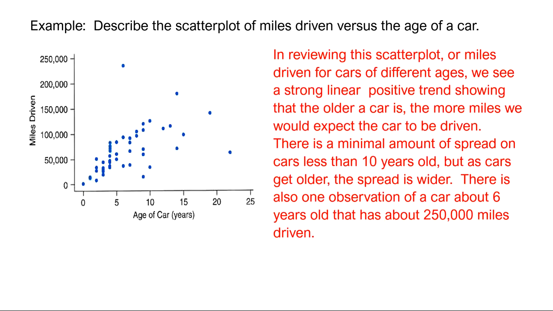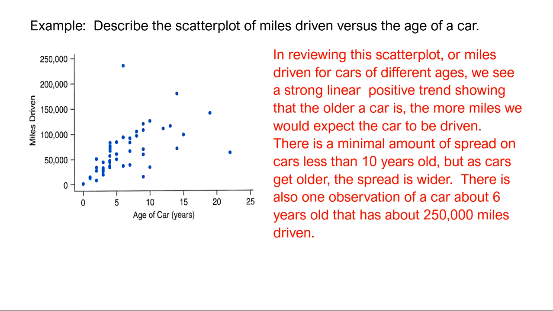As we review the scatter plot, a good description is going to be: in reviewing the scatter plot of miles driven for cars of different ages, we see a strong linear positive trend showing that the older a car is, the more miles we would expect the car to be driven. That's what we expect. It's what we're going to tell them.